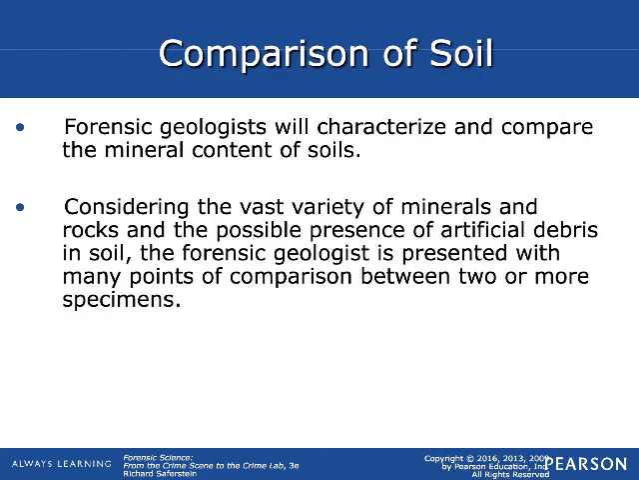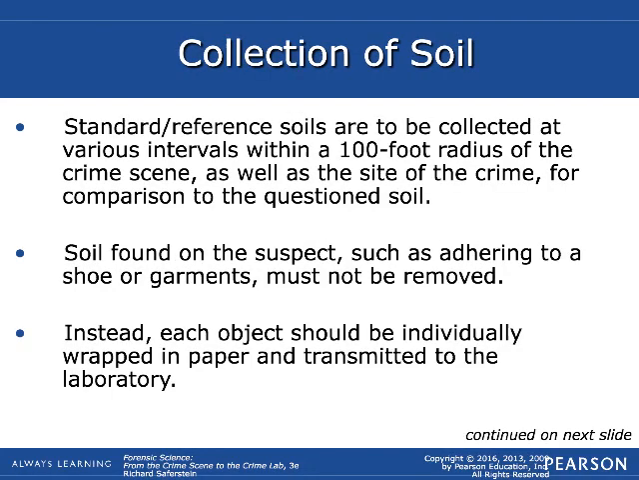Okay, there are people called forensic geologists, and they're going to look at the soil and try to figure out what kind of minerals are in it. Considering the vast variety of minerals and rocks and the possible presence of artificial debris in the soil, the forensic geologist often has lots of things to compare. Standard and reference soils are to be collected at various intervals within a 100-foot radius of the crime scene, as well as at the site of the crime, because they want to compare it to the questioned soil.